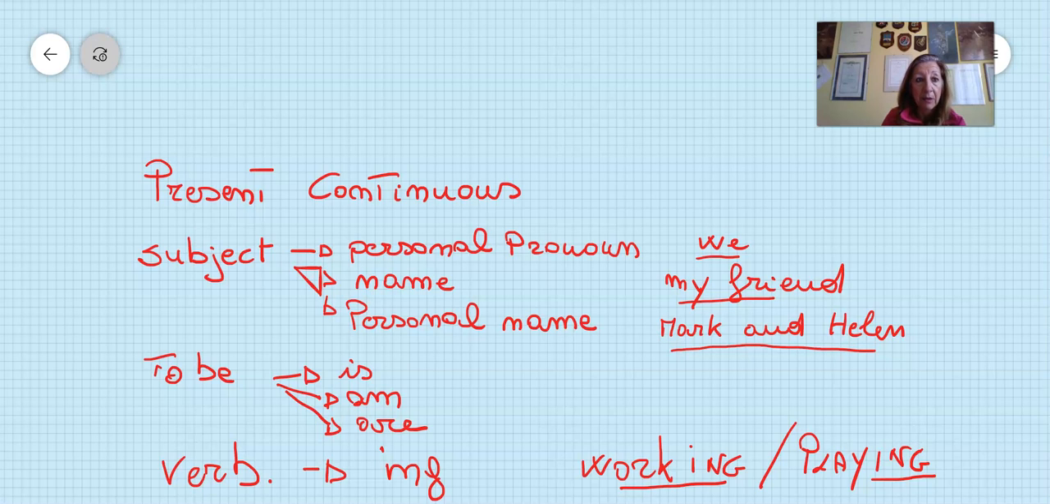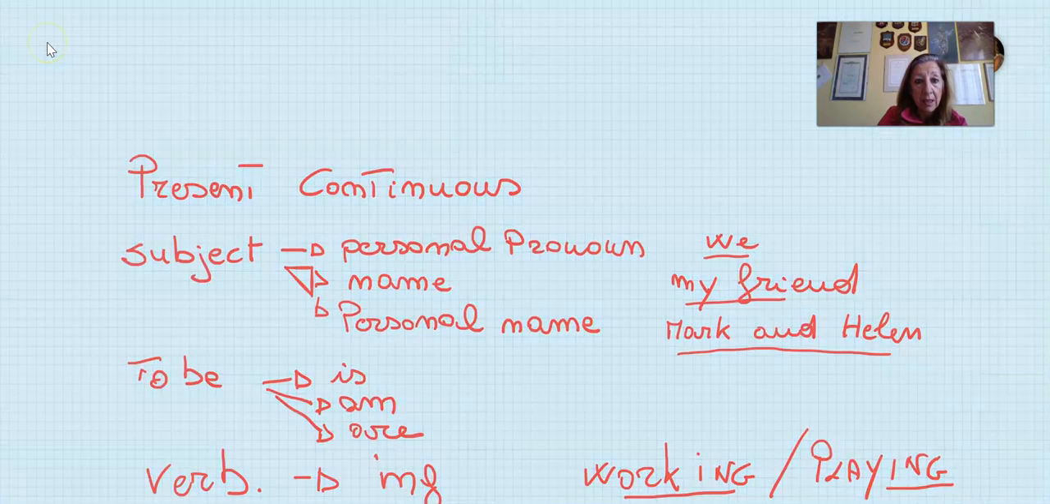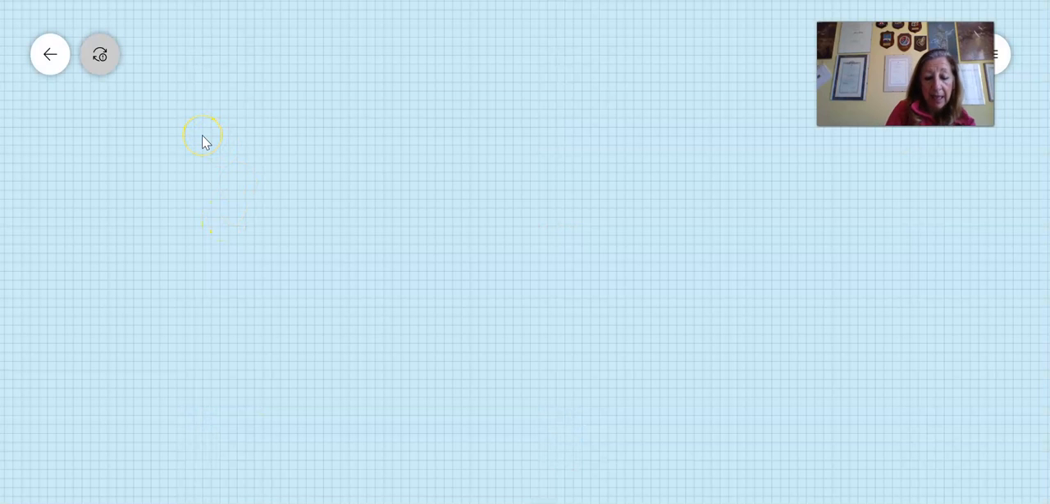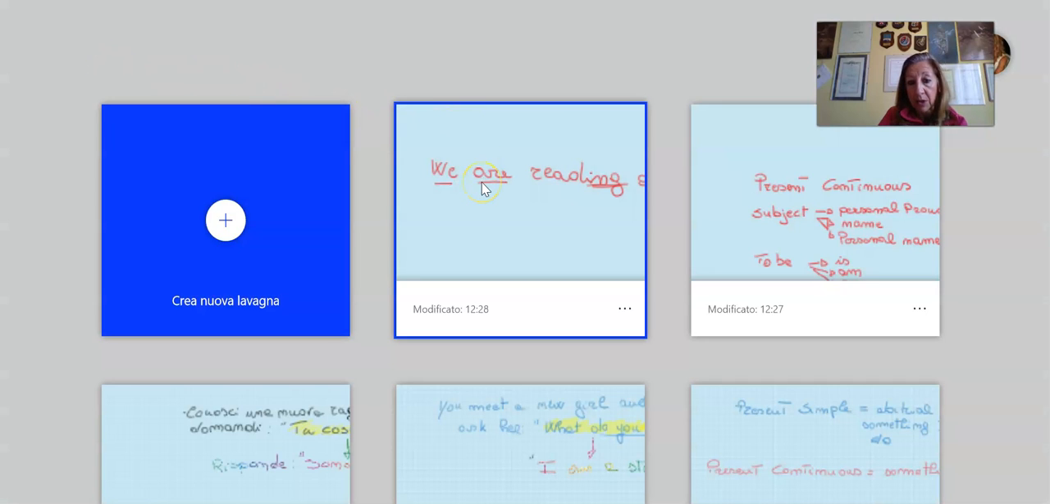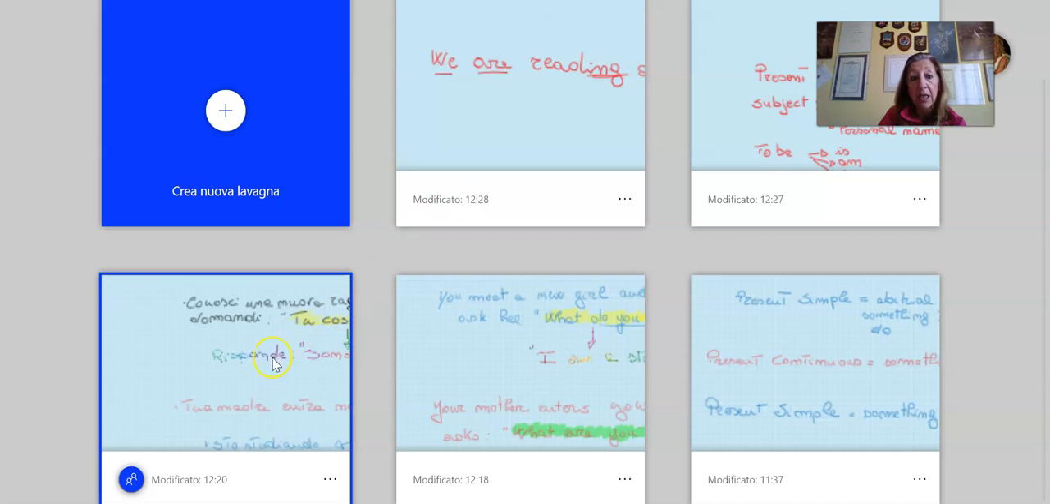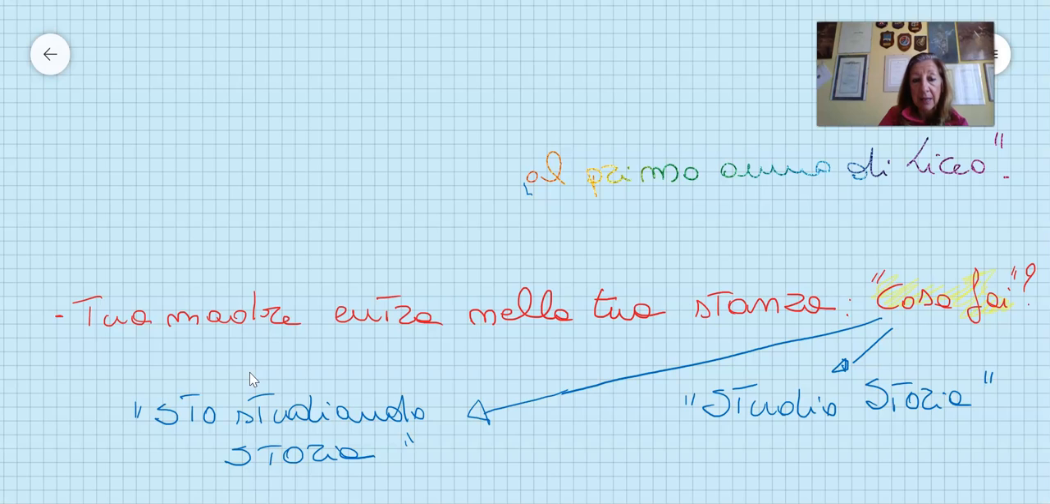So we can say that, okay, let's have a new board. So I can make a sentence of the present continuous saying, for example, we are reading a book. Okay, so we have the verb to be, the subject, and the verb in the ing form. Okay, and of course the rest of the sentence. But what is particularly difficult in the present continuous? To know when we have to use the present continuous or the simple present we have already studied. Let's have a look at these examples I've made for you.